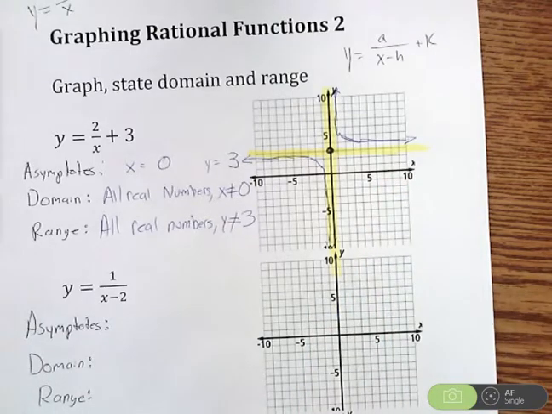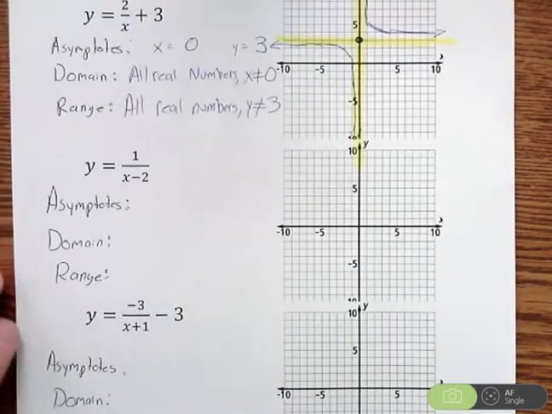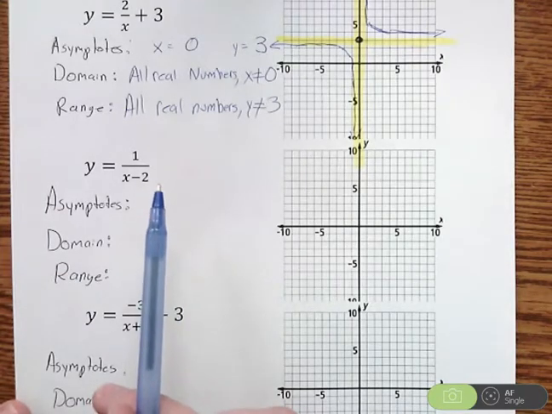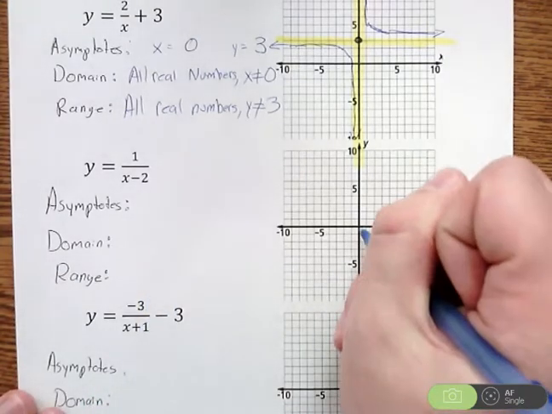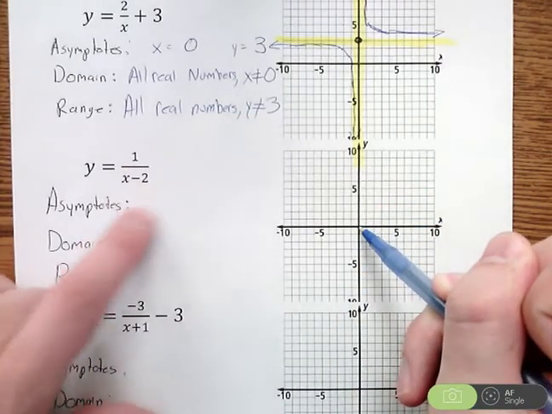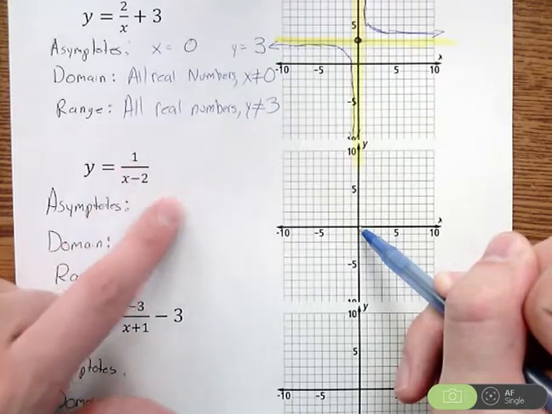So that is our first graph. Moving on to our second one. I have y equals 1 divided by x minus 2. So I need to start and figure out where's my center. Remember, my center first starts at 0, 0. I need to look at what transformations are happening here.